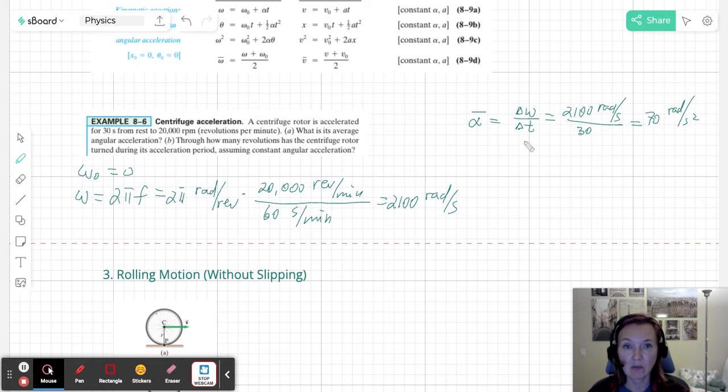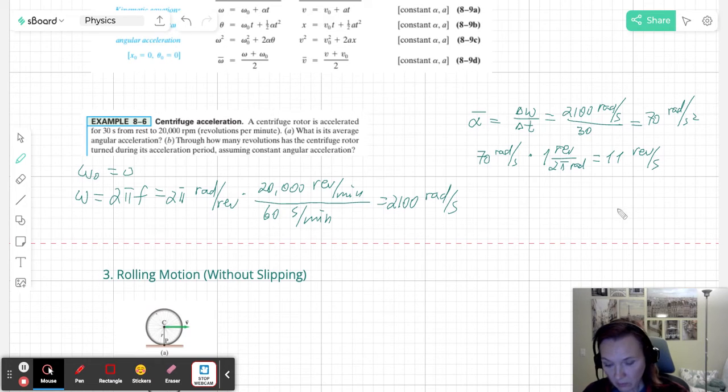So what that means is that in every second the velocity increases by 70 radians per second. We can convert that into revolutions per second. We will multiply this by 1 revolution per 2 pi radians, right? One full revolution is 2 pi radians, and with that we will get 70 divided by 2 pi. That's going to give us approximately 11 revolutions per second. All right, so that is our part A.